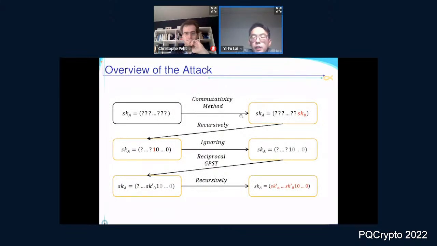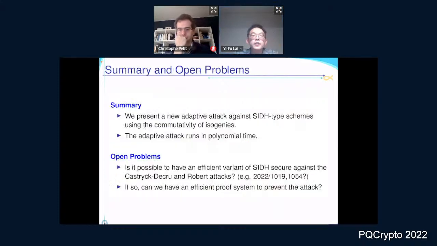So this is the overview of our attack. Firstly, we use the commutativity method to extract the first bit, recursively until a 1 appears, and then we ignore those power of 2 factors. Then we use the reciprocal GPST attack to extract the next bit again and again, and then we finally extract the whole secret key of Alice. So in this talk, we present a new adaptive attack against SIDH-type schemes using commutativity to try to prevent the adaptive attack. And this attack is quite efficient. It runs in polynomial time.